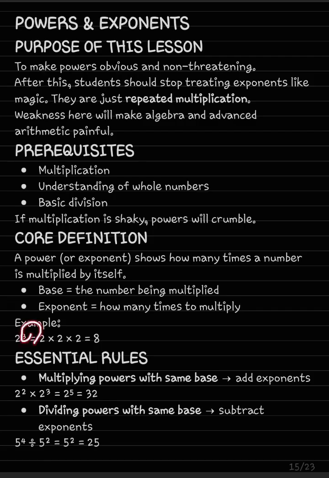For example, 2 to the power of 3 is written as a large 2 with a small 3 above it. This does not mean 2 times 3. Instead, it means 2 times 2 times 2, which equals 8.